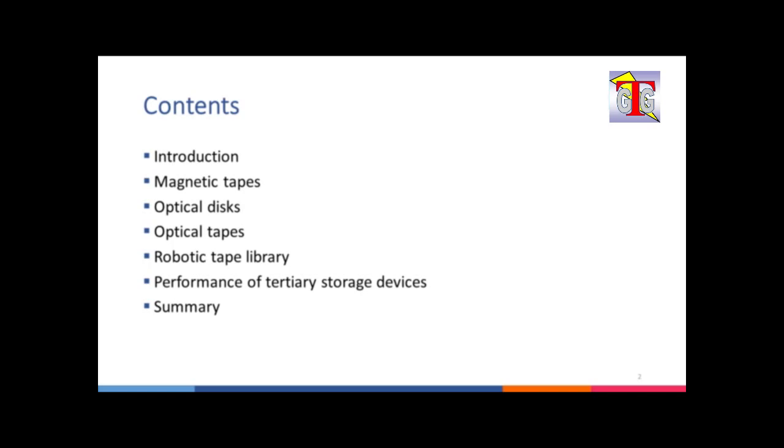I will then introduce the first tertiary storage device, that is magnetic tape, and discuss its type and data formats. The second device I will discuss is optical disc. I will classify the most commonly used optical discs and present the optical disc structure and working mechanism. The third device I will discuss is optical tapes.